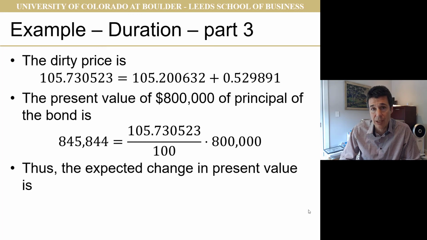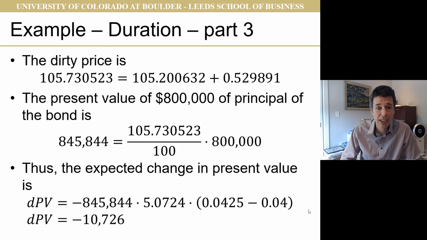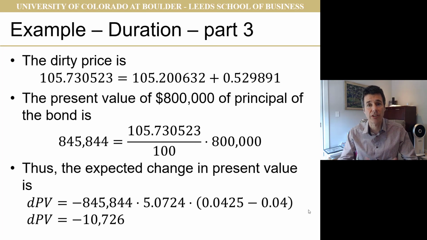And then our estimated change in present value is negative present value times modified duration times the change in yield, 0.0425 minus 0.04. We expect to lose $10,726 if interest rates go up from 4% to 4.25%. We could have used the Macaulay duration formula, where instead of putting 5.0724, we put in the Macaulay duration, but then we divide by 1 plus 4% divided by 2, and we end up in exactly the same place.